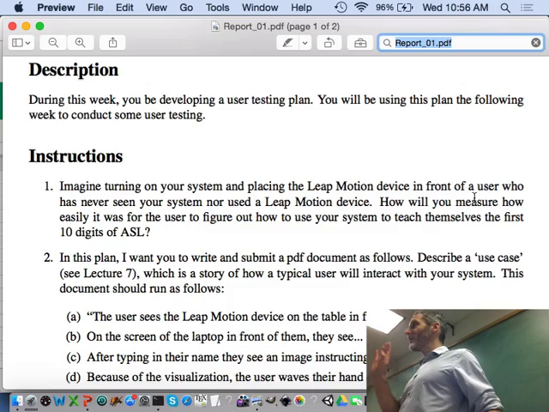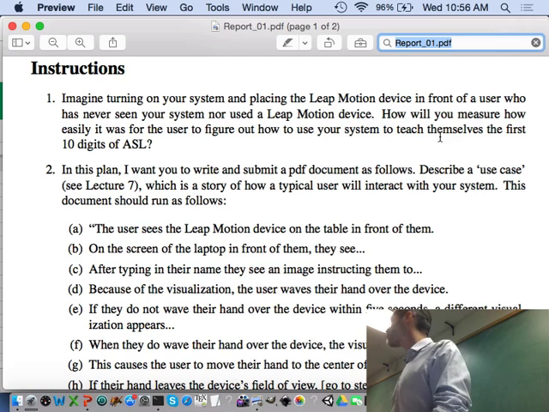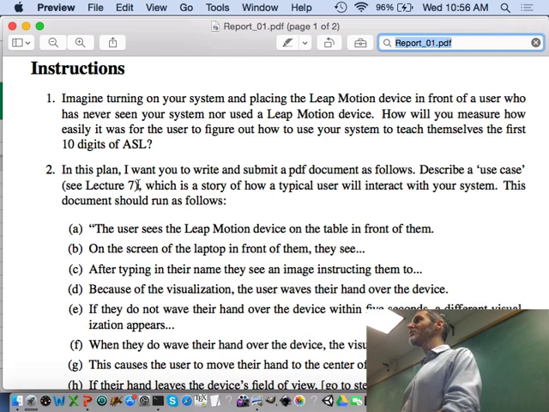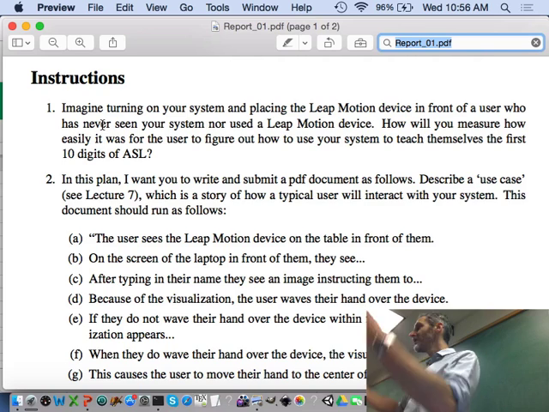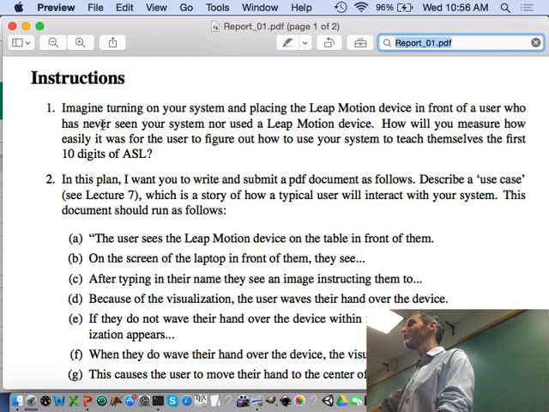In the first section, you're going to be describing a use case. And if you go back to lecture seven and read up on use cases, you're going to be describing a hypothetical interaction between your user and your system. So in writing this use case, I want you to imagine turning on your system, plunking a Leap Motion device down in front of someone who's never seen a Leap Motion device before. You don't say a word.